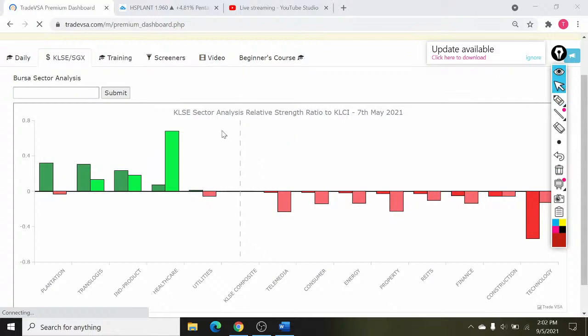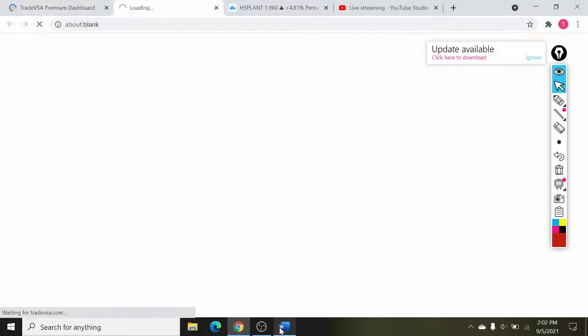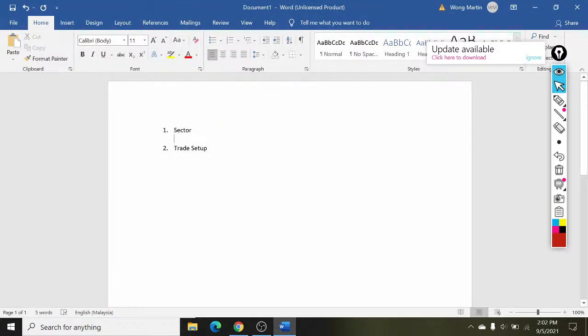Let's go to the screener directly. I want to look for Pentagon first. I'll go through the daily screener. Is there any specific screener you want me to go through? Probably we focus on two today: Pentagon and the spring line change. Members, Waylan and Yenji, which screener do you want me to focus on today?